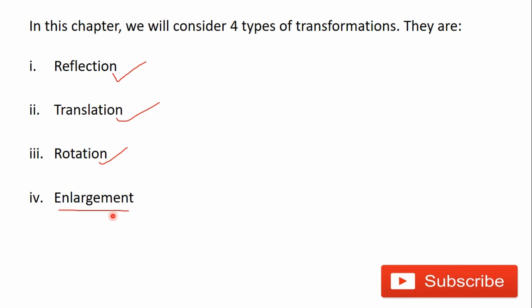In the next video, we are going to learn about how to enlarge an object in the XY plane.